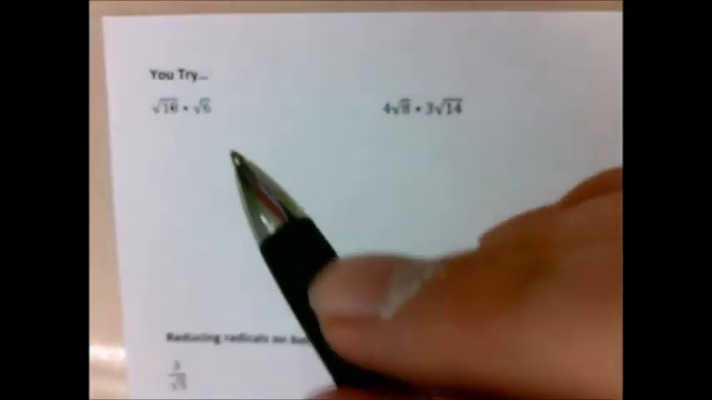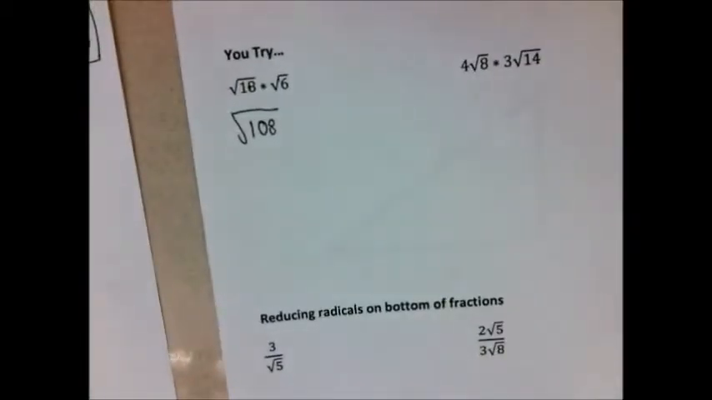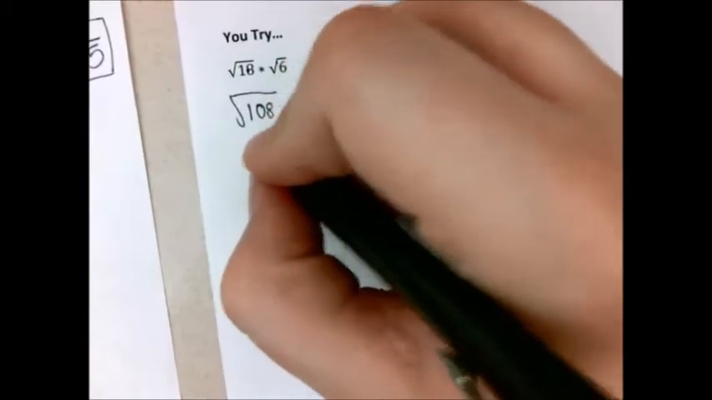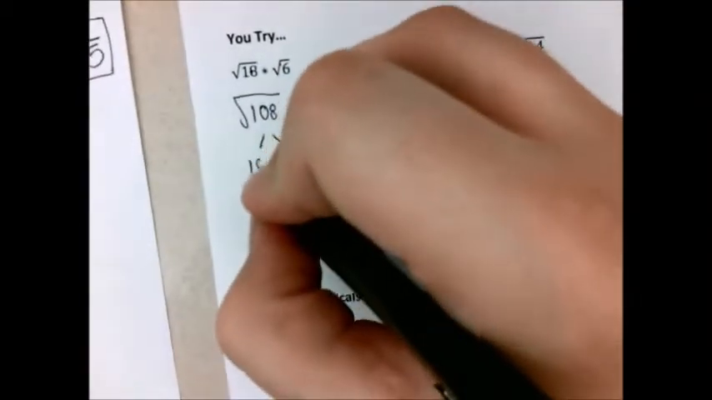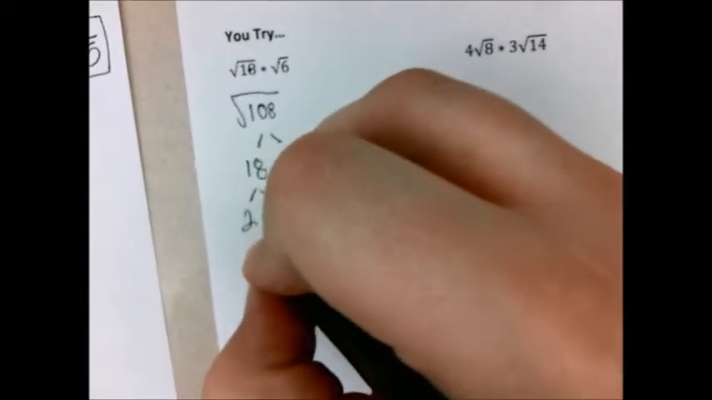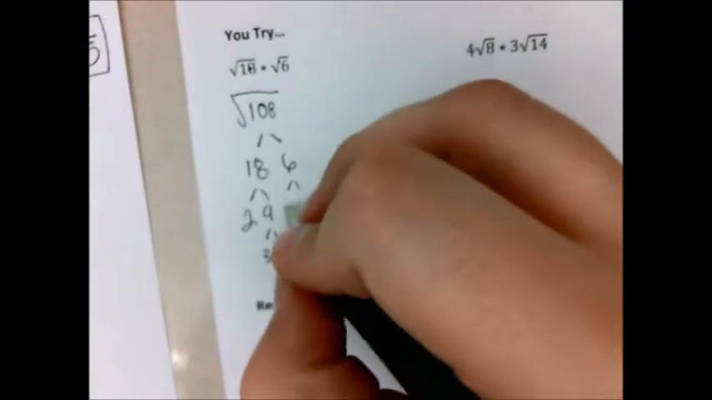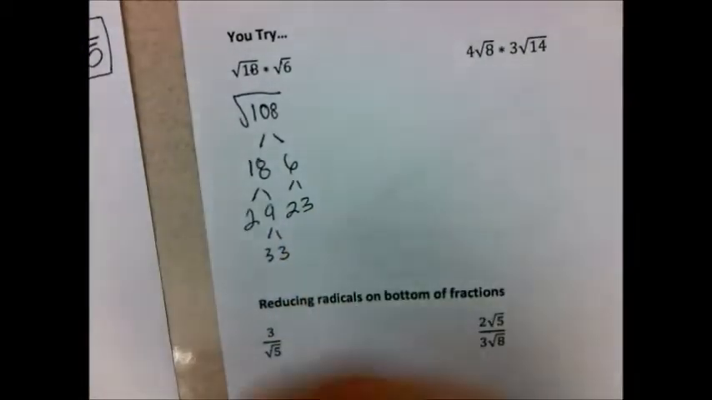18 times 6 should give you 108. So square root of 108. Let's break this thing down. Let's use our 18 and 6 again. 18 breaks down into 2 and 9. 9 breaks down to 3 and 3. 6 breaks down into 2 and 3.